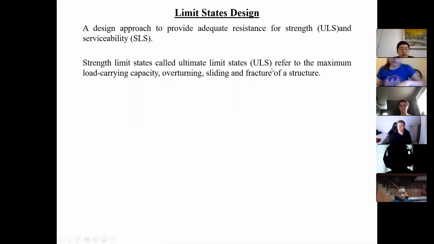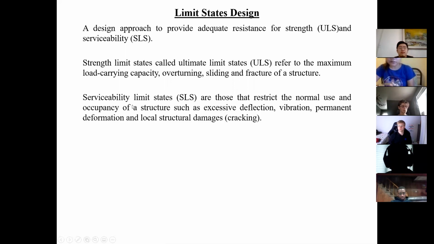Okay? So ultimate limit states is to make sure it's strong enough. And then, of course, serviceability limit states are those that restrict the normal use and occupancy of the structure, such as excessive deflections. Because you don't want to all of a sudden have everything just sag and start making things crack, especially things that are susceptible to cracking or at least supported by the structure. You don't want to have excessive vibrations. In other words, you don't want somebody sitting at the kitchen table and then all of a sudden, as you walk across the floor, you start bouncing up and down on this chair.